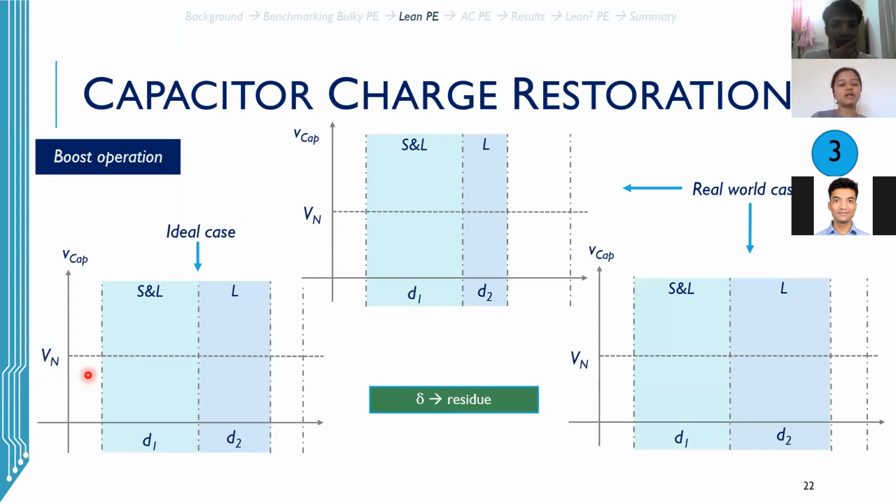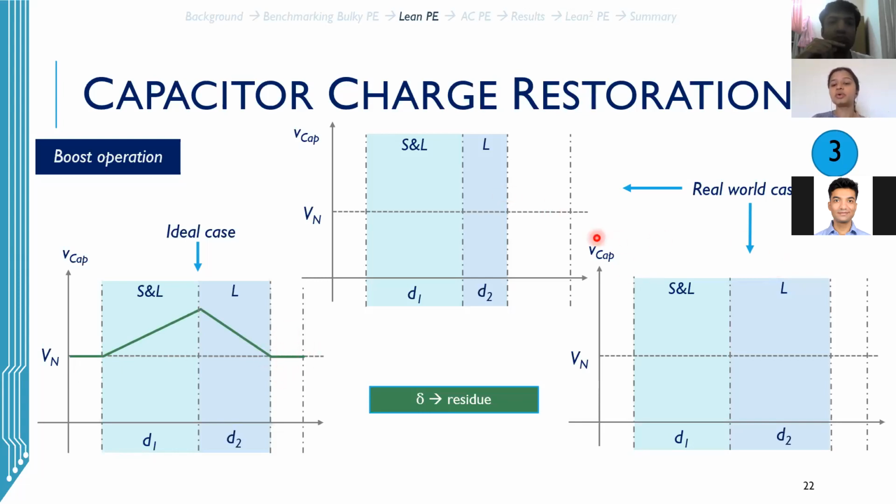So focusing on the left-hand side of the page, we see that we start from a nominal energy storage or nominal capacitor voltage that we call Vn. And we saw that we charge the capacitor, we discharge the capacitor, and then we come back to a nominal value. When there is energy match between the source and the load, which is true in steady state situations, we will always come back to the nominal value.